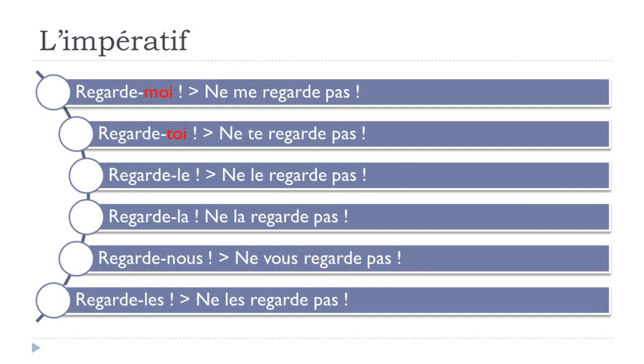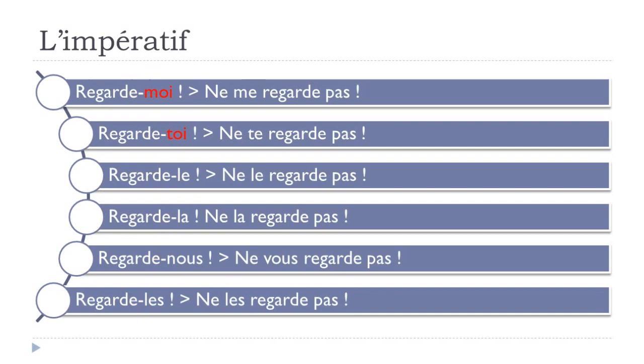So keep in mind that it's only these me and te pronouns that will change. They will become moi and toi, so they will become these forms, and you should put them each time after the verb, and don't forget this little hyphen between the two, because as you can see, we've got to put it.